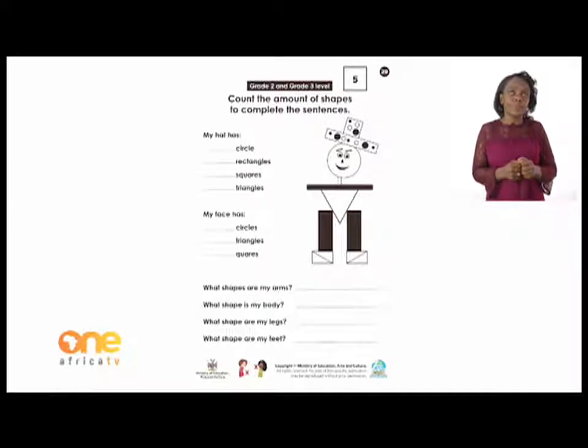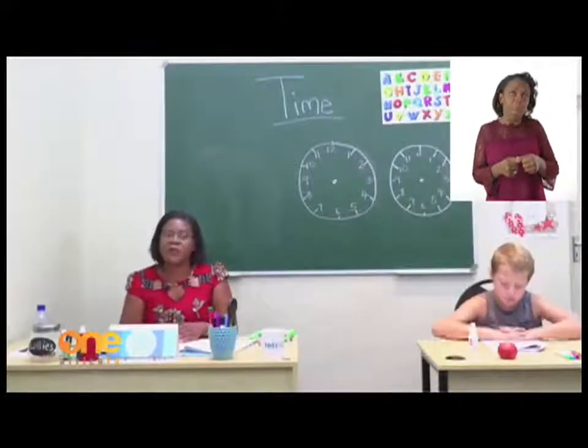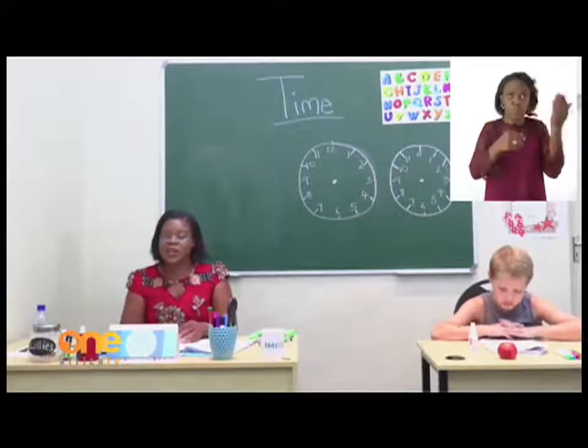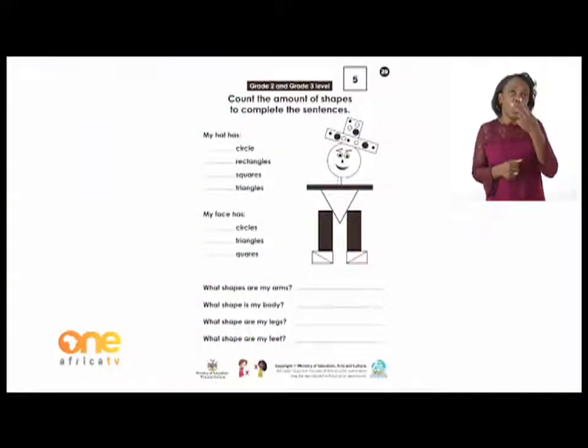I'm sure you still remember about the shapes that we did. Now, when we check there on page 29, we will see ourselves there, the picture of my body. But my body is full of all sorts of shapes. So, we'll see if you can still remember the names of the shapes that we have learned.